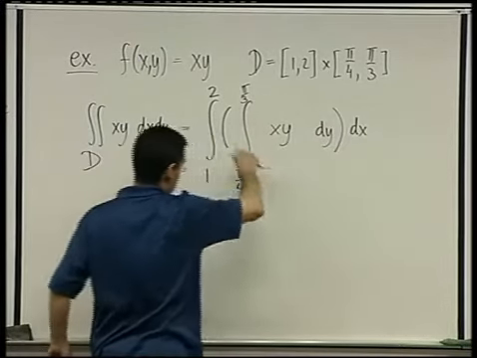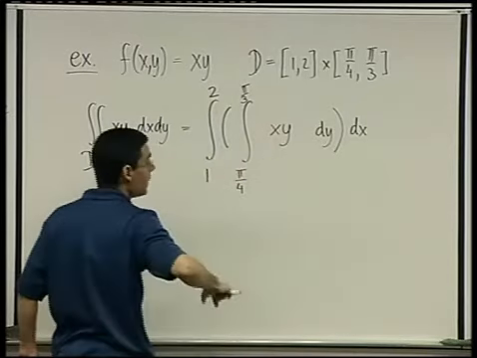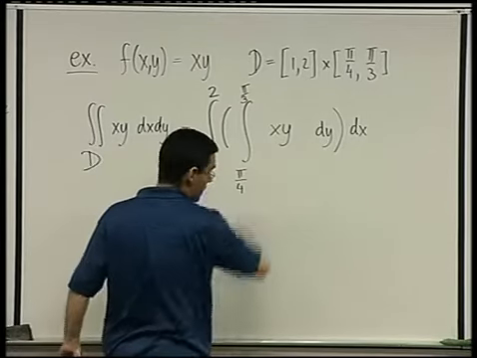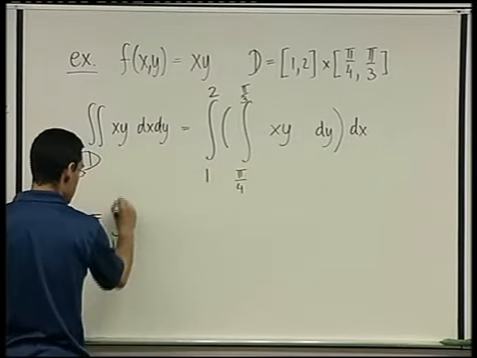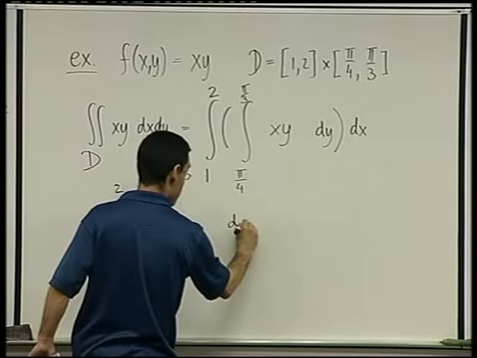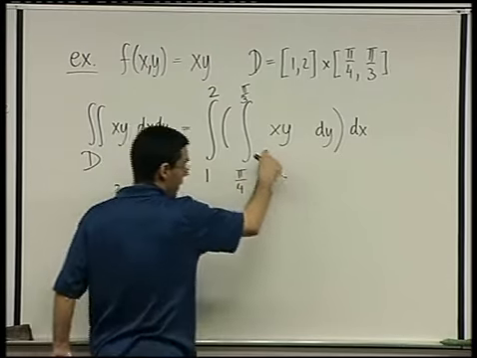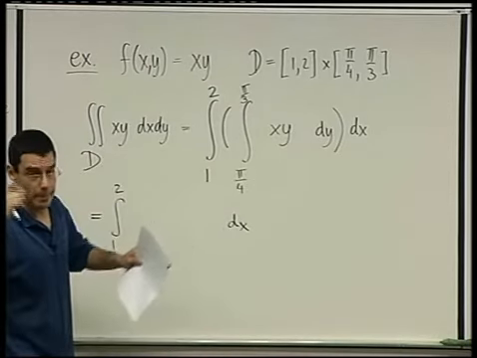Looking at this inner thing, ignoring the integral from 1 to 2 dx, just the inside, x is fixed. I'm only integrating dy. So this equals, I'm leaving the outer integral untouched for a minute. How do I do an integral of xy dy? Calc 1. Okay, I'm back to Calc 1.